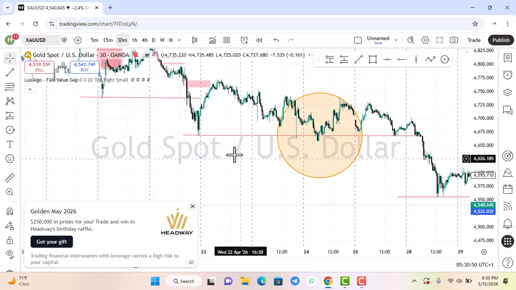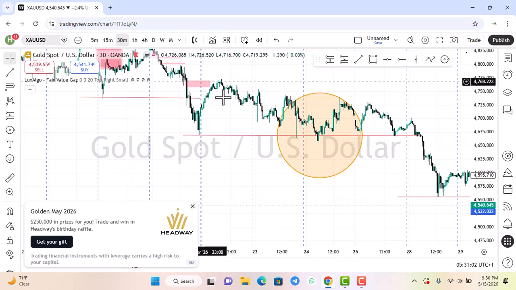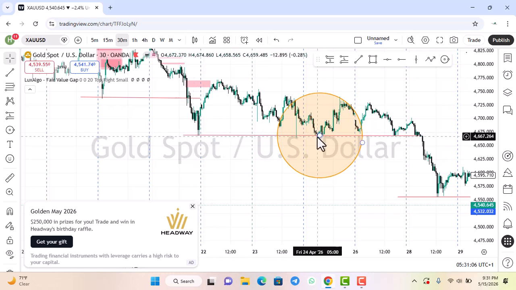But this particular break of structure is only valid on the 30-minute time frame. I think this is the 30-minute time frame, right? You're on the 30-minute time frame. Yes, this particular break of structure is only valid on the 30-minute time frame.